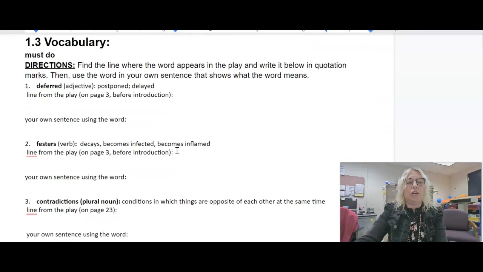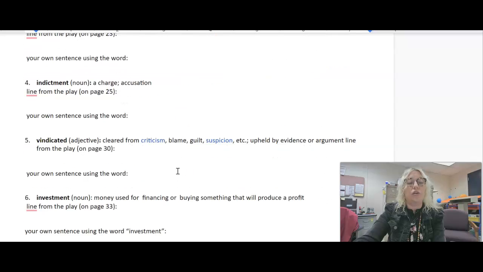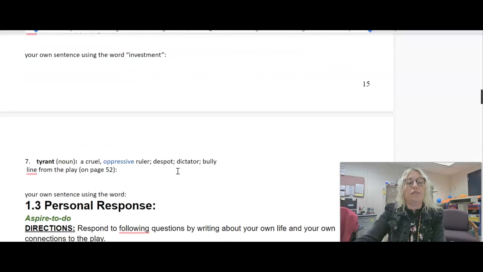All right, vocabulary is the next part. And for this one, you have to find the line where the word appears in the play. Now, thankfully for you, I gave you the page number. So you just have to actually find the word on that page and write the line down. And then make your own sentence showing that you know what the word means. All right, so we've got a total of, let's see, 7 questions here.